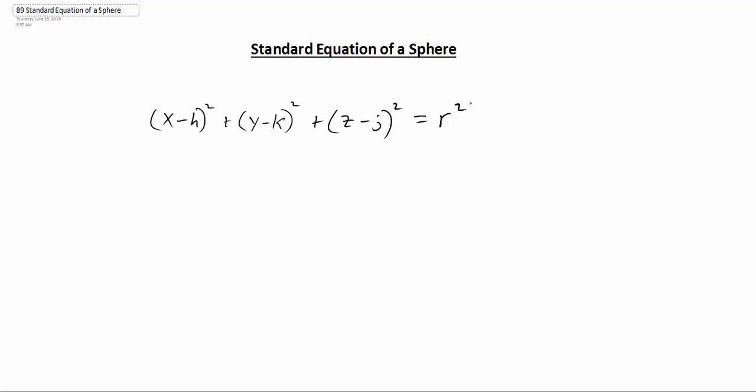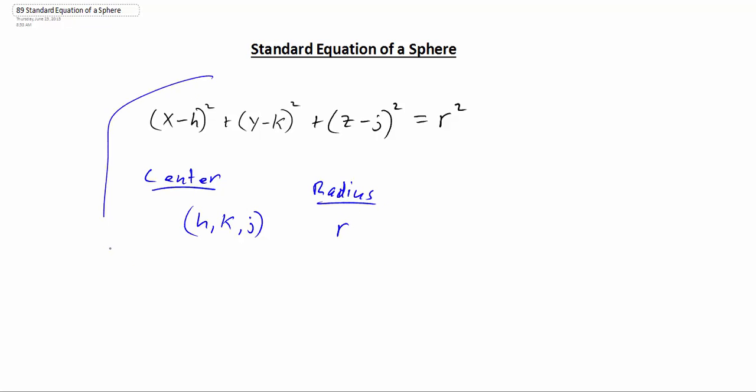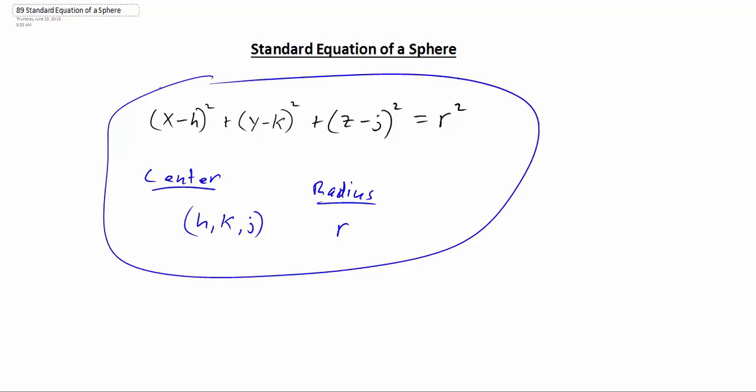And what we have here now is the standard equation for a sphere, and the center of the sphere would be the h, k, and j. And then once again, the radius would be the square root of this r squared, so the radius would just simply be equal to r. So this here is the formula for the equation of a sphere.